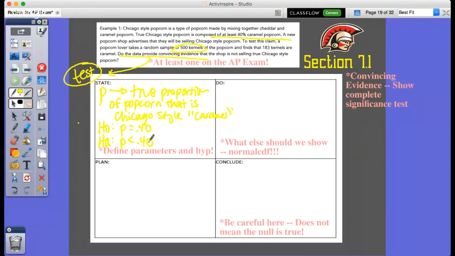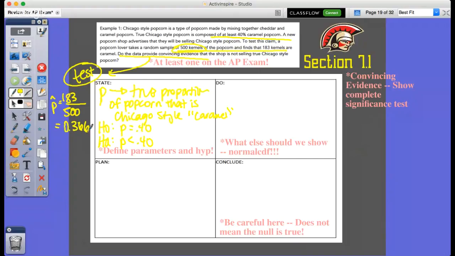So we put that there. This is our state part. We, again, say what is P, and then we have our null and we have our alternative. Now, within the plan phase, one thing to remember is we've got to find what our p-hat value is. Sometimes they'll give it to us, but in this example, we have a random sample of 500, and 183 out of 500 is our proportion. So our proportion, when plugged into a calculator, is 0.366.